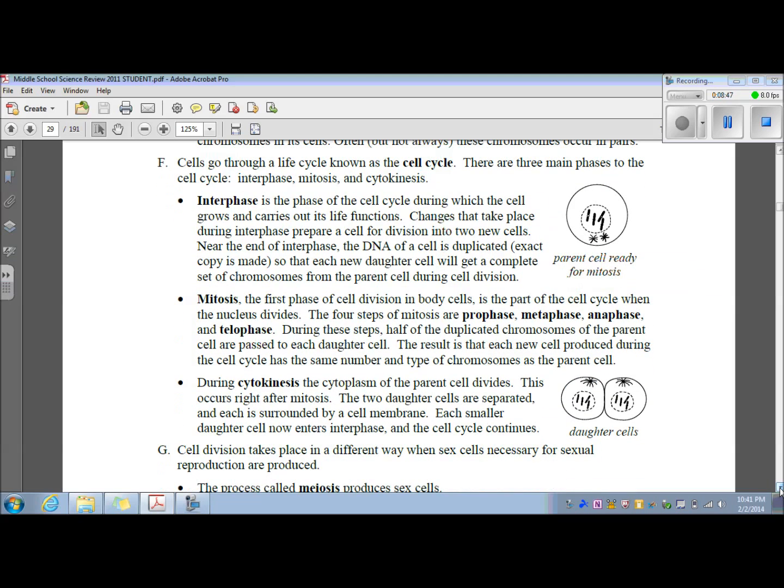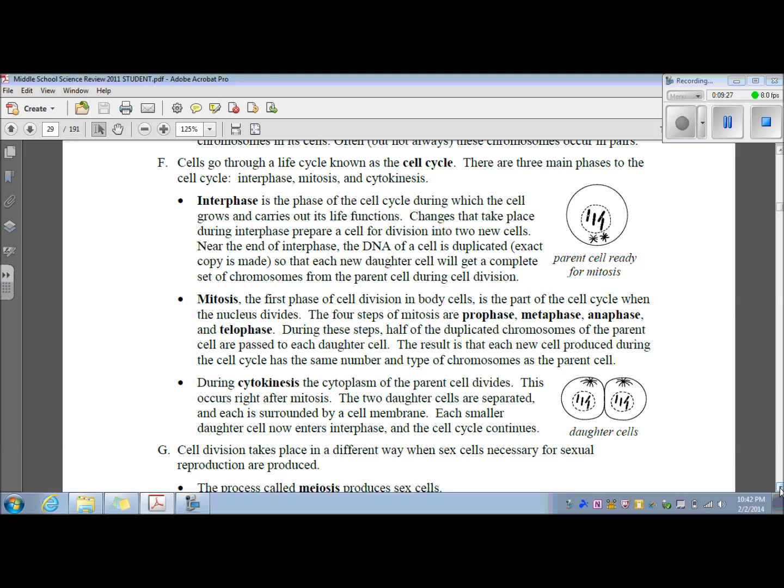Section F. Cells go through a life cycle known as the cell cycle. There are 3 main phases to the cell cycle: interphase, mitosis, and cytokinesis. Interphase is the phase of the cell cycle during which the cell grows and carries out its life functions. Changes that take place during interphase prepare a cell for division into 2 new cells. Near the end of interphase, the DNA of a cell is duplicated and an exact copy is made, so that each new daughter cell will get a complete set of chromosomes from the parent cell during cell division.